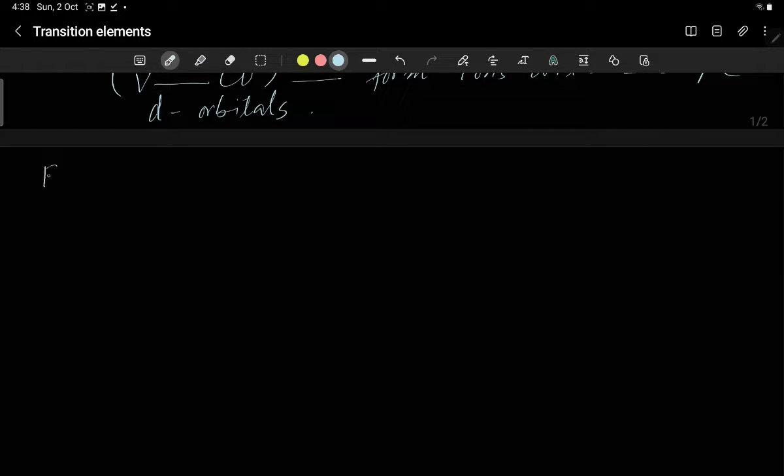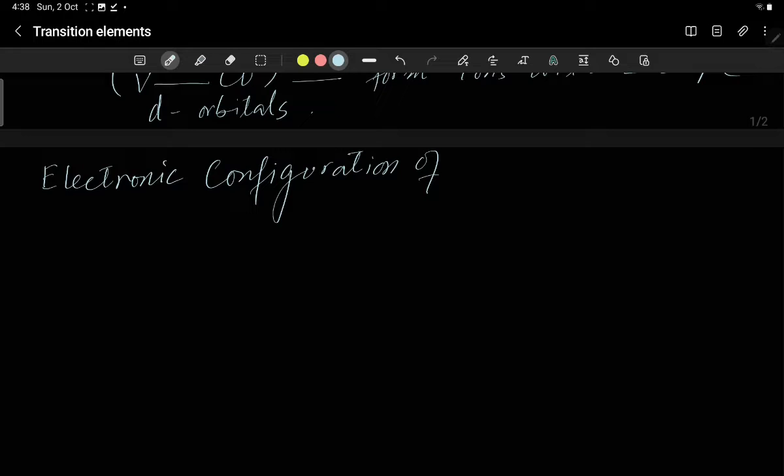So let's discuss the electronic configuration of transition elements.